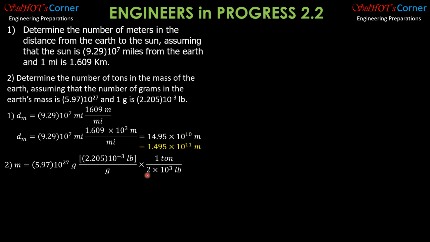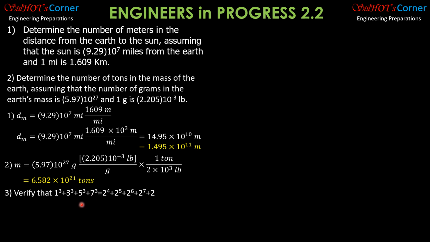So the final answer would be, using the calculator, could be finalized. So 27 minus 3 is 24, then minus 3, 21. So 5.97 times 2.205 divided by 2, whatever is the result, then times 10 to the 21 tons. So it is 6.582 times 10 to the 21 tons.